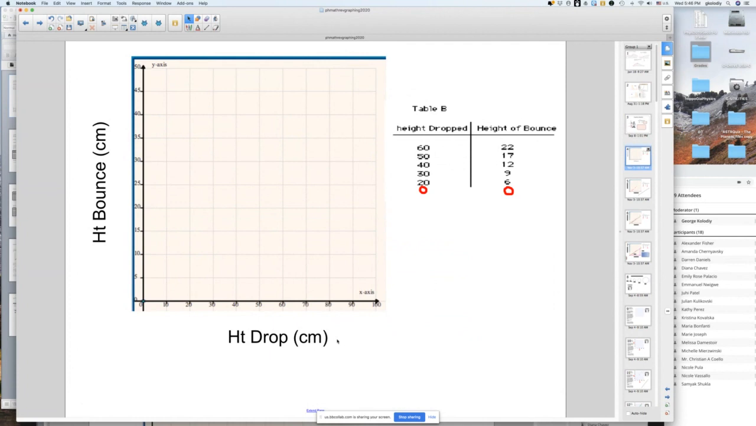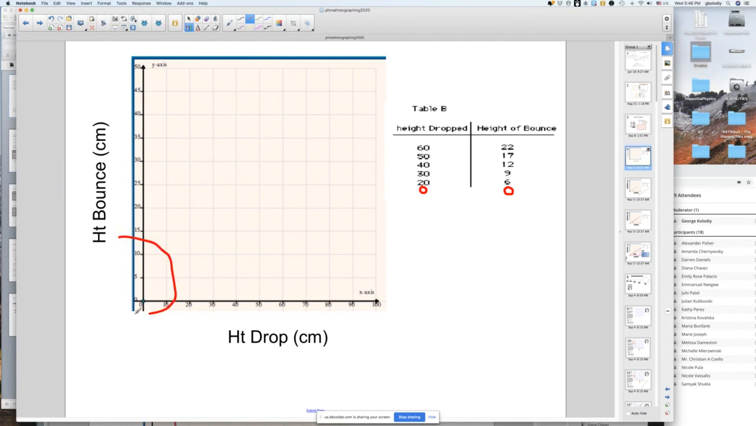Well, obviously you need graph paper. Height of drop, you look at the numbers here, they go up to 60. So you make a scale so that you can get up to at least 60. So if I go by tens, I can get up to 60 and even more, even though I won't need this, but by tens, I can make 60. Height of bounce only goes up to 22, so you're not going to go by tens because you're going to squeeze the graph into a tiny little space like this.